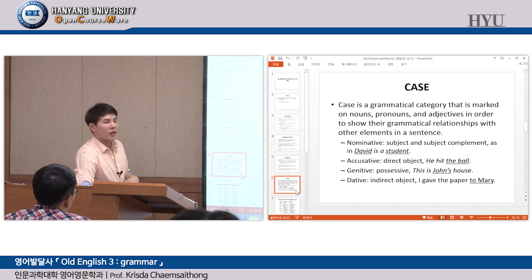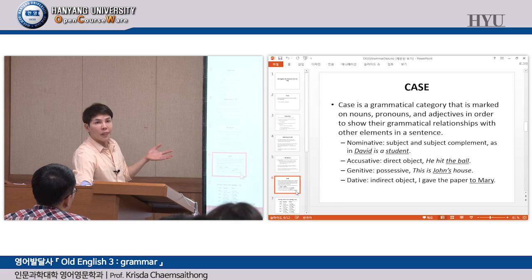Dative is the indirect object, or you can call it the object of a preposition. So you'll see a preposition, not of, because of is genitive, but like to or in, within, above, over, other prepositions are good. So Mary here is in the dative case, or the indirect object, because it's after the to, okay? And of course, these examples are from modern English, so you don't see any case ending. You don't see any inflection, because modern English has none in terms of case.